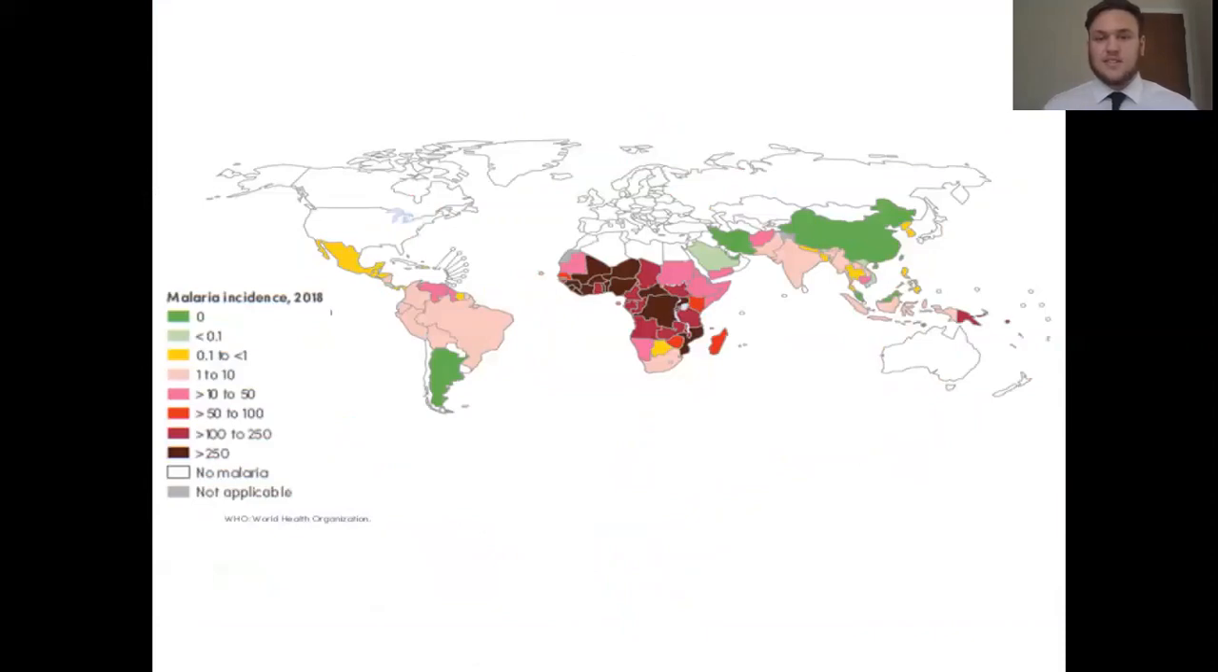This shows the malaria incidence across the entire globe. As you can see, even though the majority of cases reside in Central and Western Africa, the spread of malaria across the world continues to be a worldwide issue.